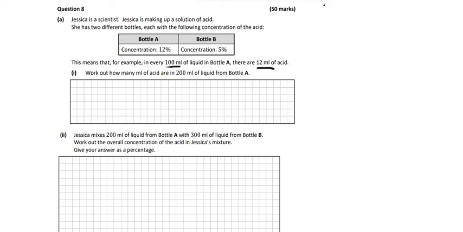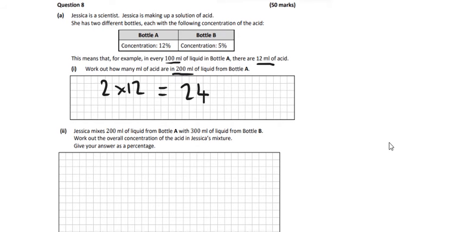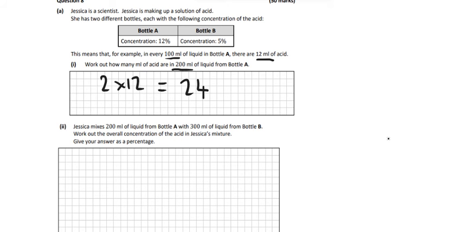All right. So work out how many mils of acid are in 200 mils from bottle A. If for 100 there's 12, then for 200 there has to be double that. So all you have to do here is double 12, so 2 times 12 is 24. So if for 100 there's 12, then for 200 there has to be 24. So that's part of question A.